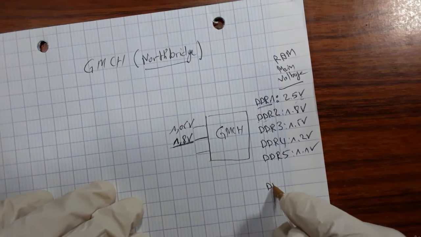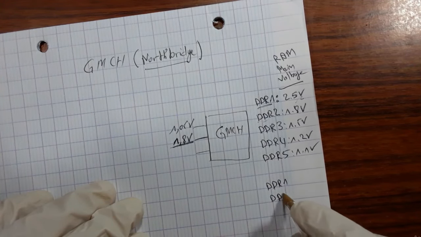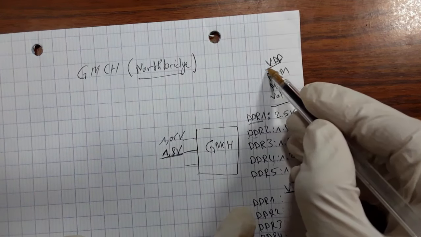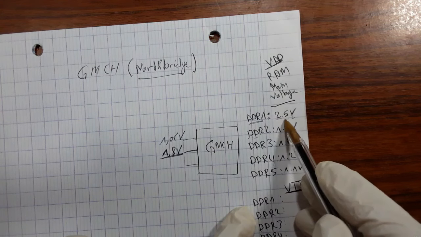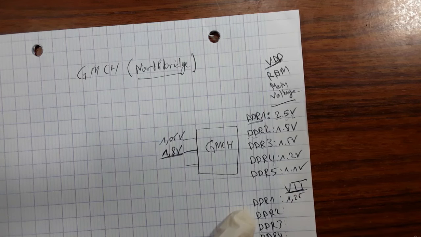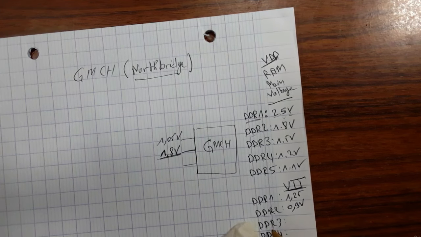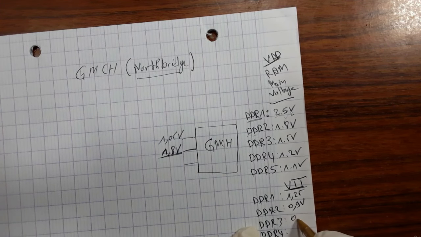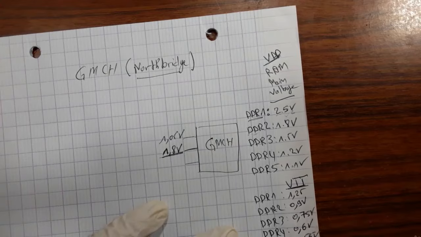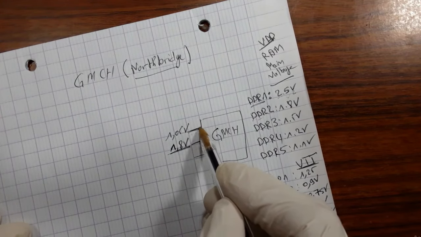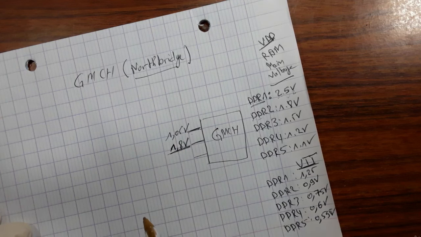So for DDR, the VTT, okay, the power for the RAM terminals is this divided by 2, so about 1.25. For this we have 1.8, so the VTT is 0.9 volt. For DDR3, 0.75 volt. DDR4, 0.6 volt, and for this we have 0.55 volts. Okay, so the GMCH normally is powered by 1.05 volt, 1.8 volt, etc.